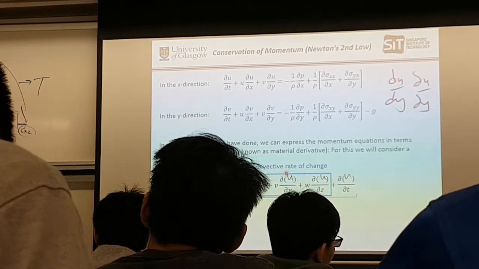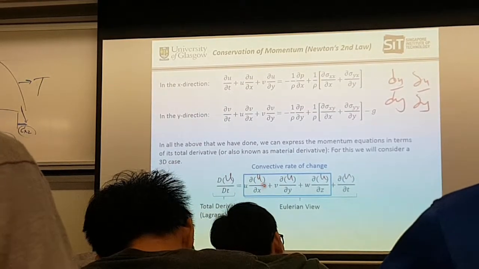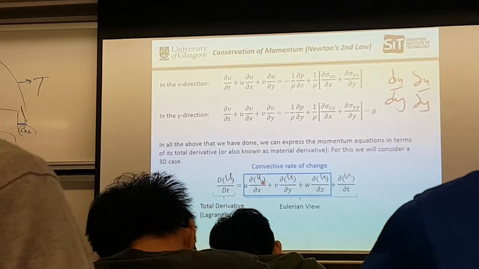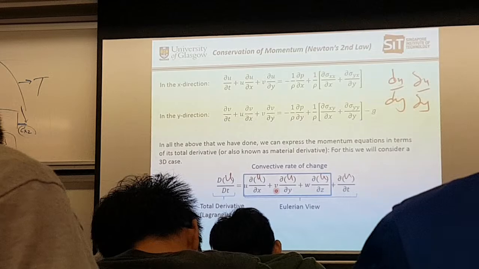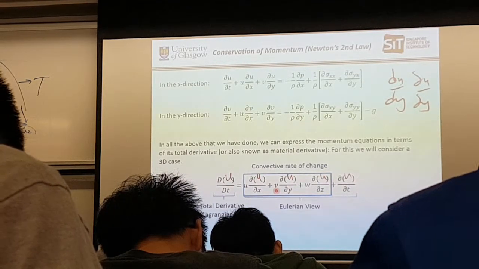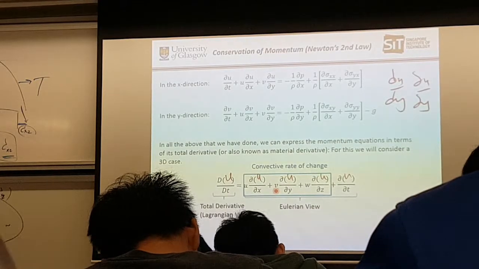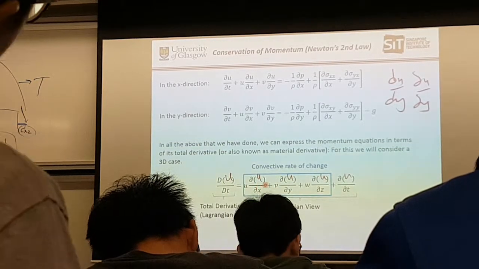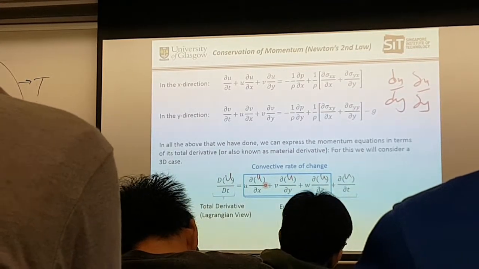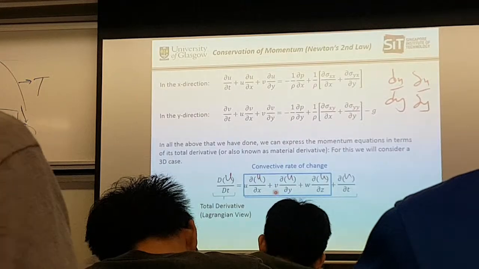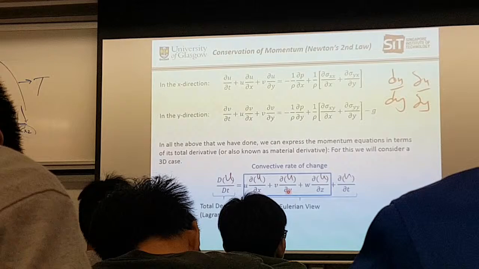Can you please write this down? This is known as convective acceleration. Any variable of the velocity component that changes with respect to space is known as convective acceleration. Whether it's u, v, or w, that changes with respect to space, that means x, y, or z, is known as convective acceleration.